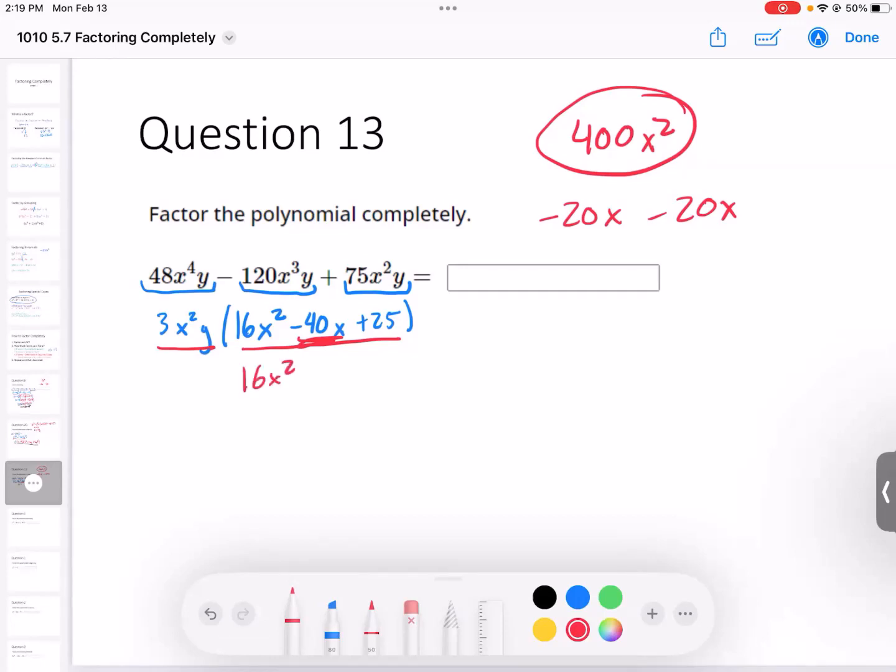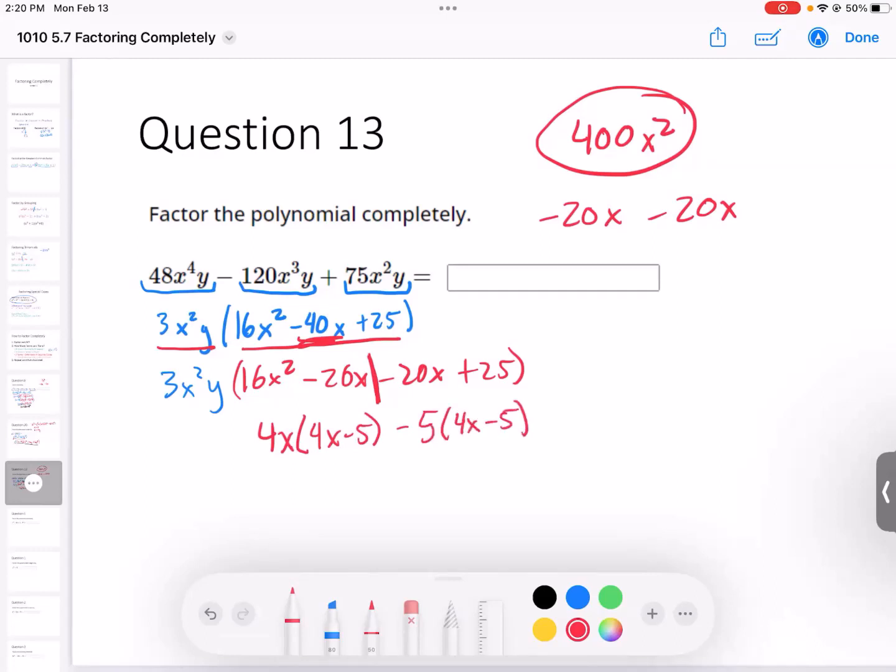So I'll rewrite that and I get 16x squared minus 20x minus 20x plus 25. And all of that stuff is multiplied by the 3x squared y that we factored out earlier. Then I'll split these into 2 groups. The first group has a 4 and an x in common, which leaves me with 4x minus 5. The second group, I can pull out a negative 5, which leaves me with 4x minus 5. And that whole thing is still multiplied by the 3x squared y. Then I'll factor out the common 4x minus 5. And that leaves me with 4x minus 5. And that is still multiplied by the 3x squared y.